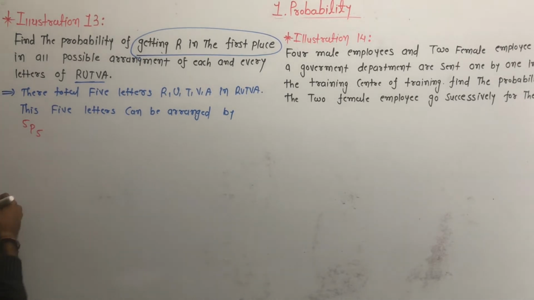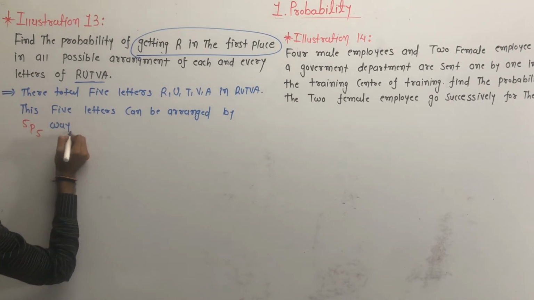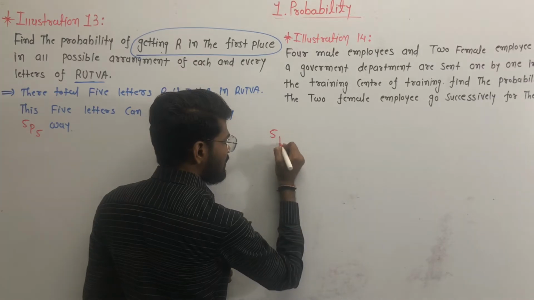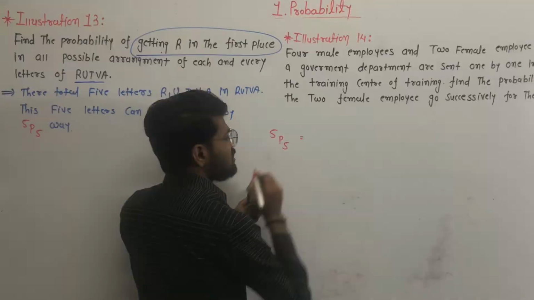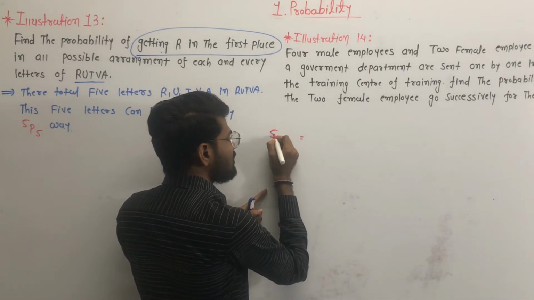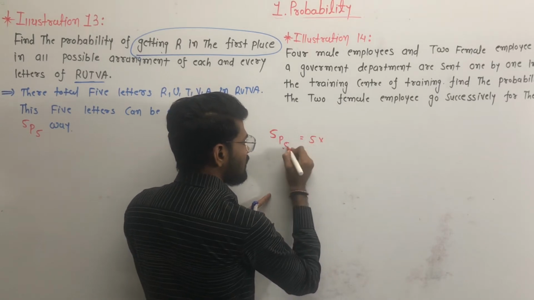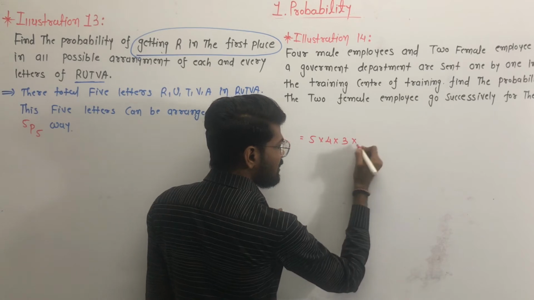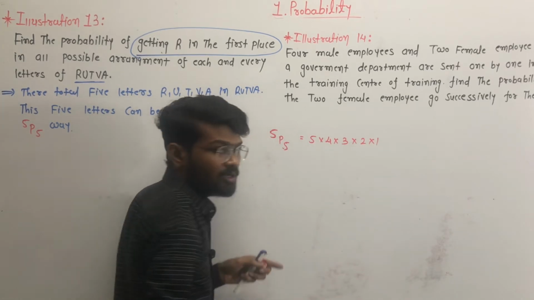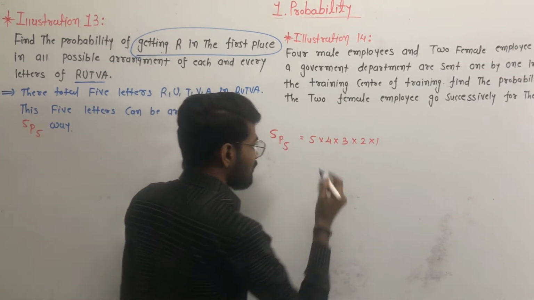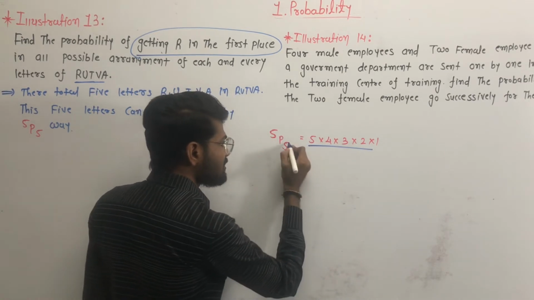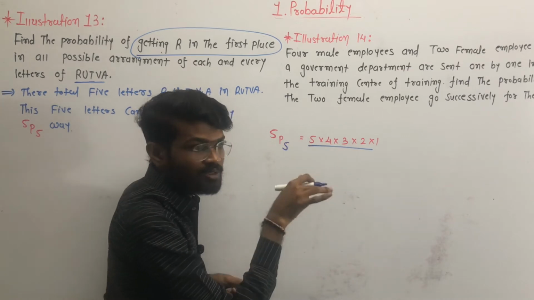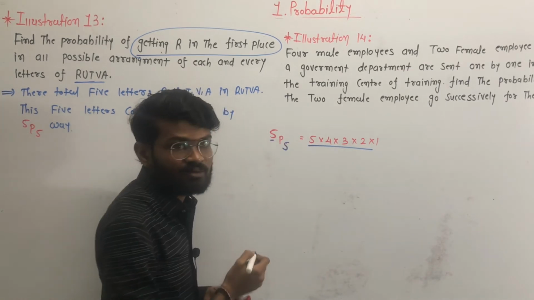5p5a. What is the meaning of 5p5? 5p5 means there is a 5, so we have to write 5. Then in decreasing order 4, then 3, then 2, then 1. How many numbers will it be? 5. Yes, it is decided by this number. There is a 5, which means the total number of terms is 5, and we have to start with 5.